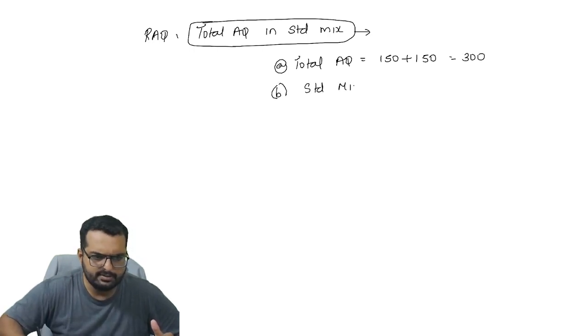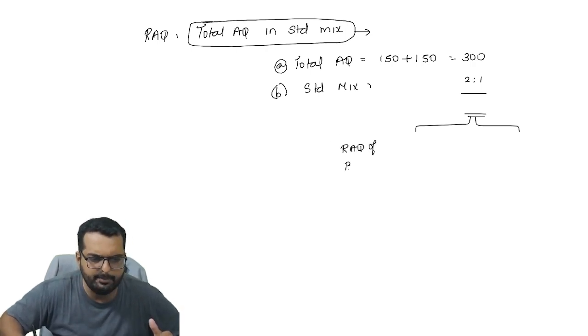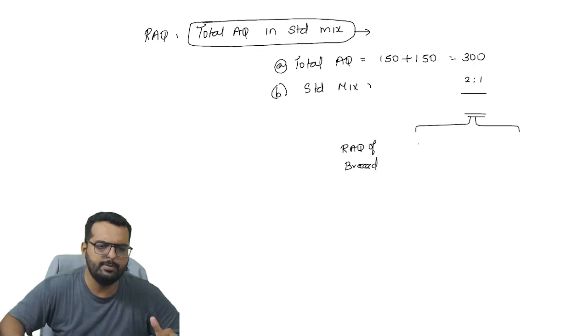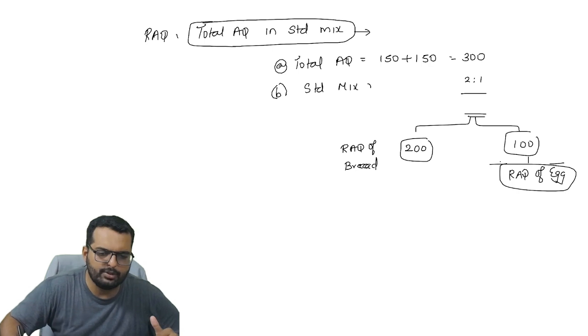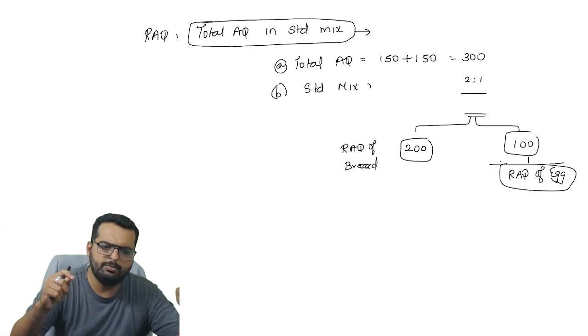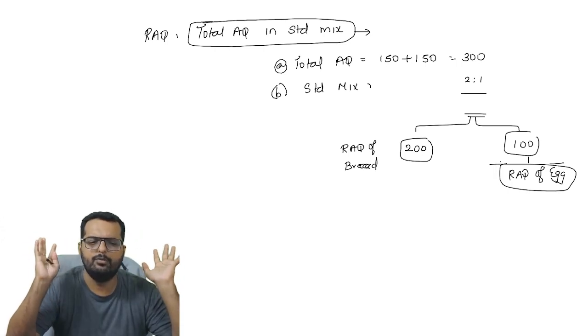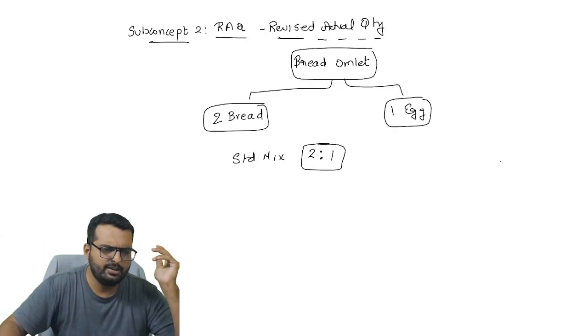All right. The standard mix is going to be what? 2 is to 1. So if you take this mix, ideally, what should be the RAQ of bread? If you go by the ratio of 2 is to 1, it should be 200 bread and 100 should be the RAQ of eggs. Okay, so the logic goes like this. If total 300 units are consumed, 200 should be bread, 100 should be egg. Very, very clear. Everyone clear with this point now? Okay, so once I get this, first you do one thing, friends. Can you write down till here in your books?